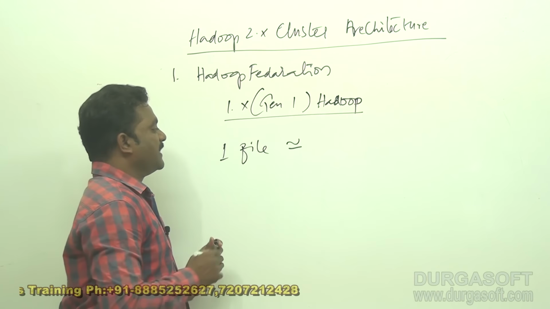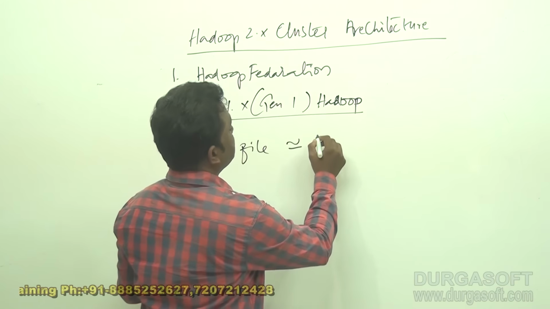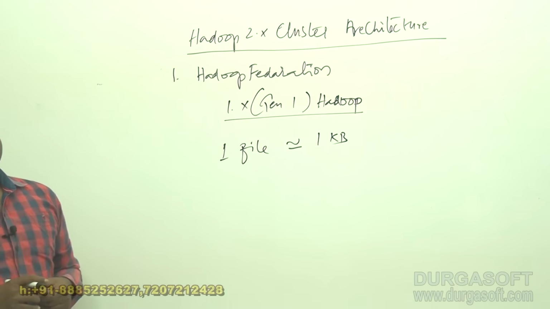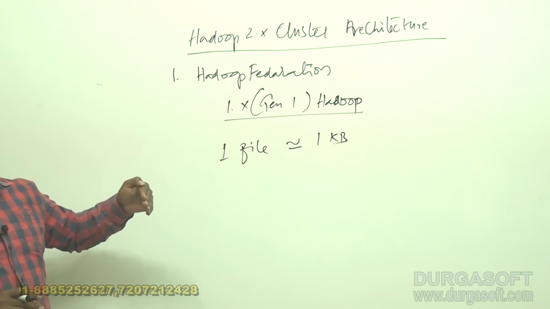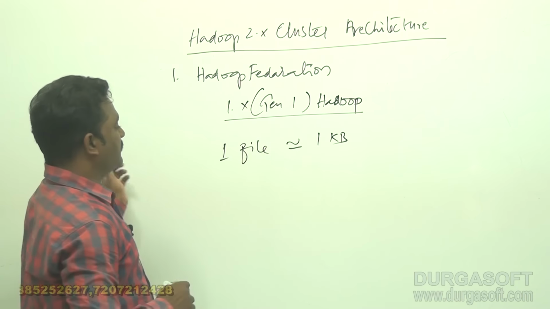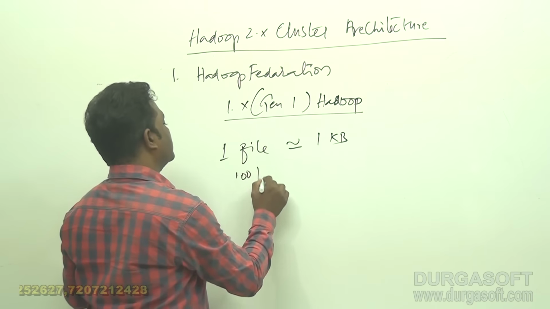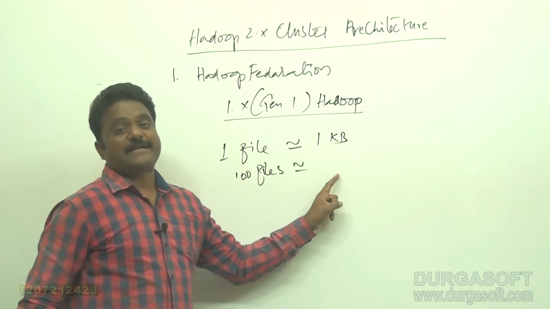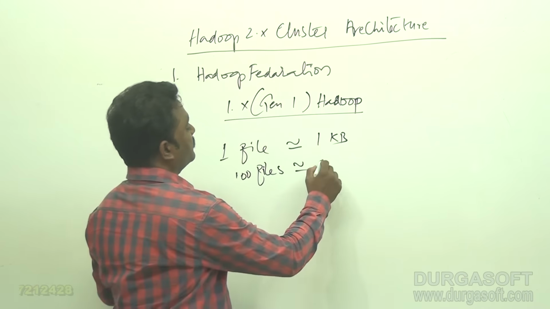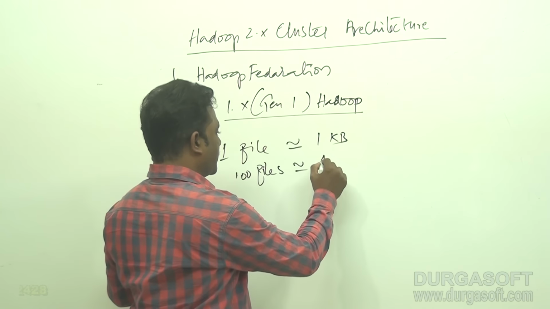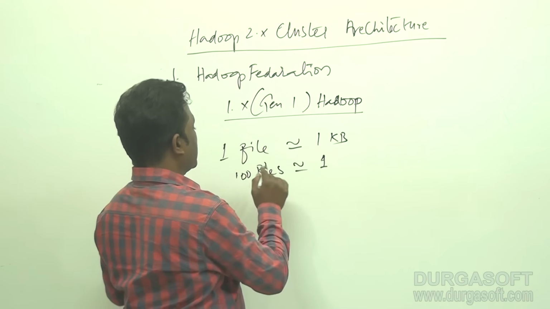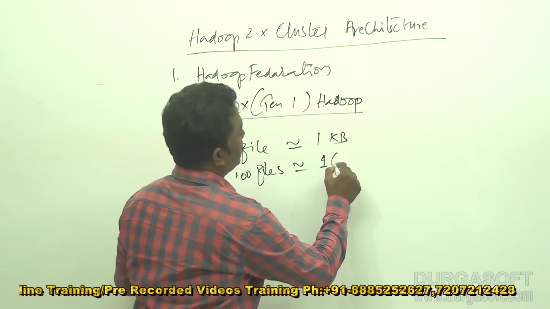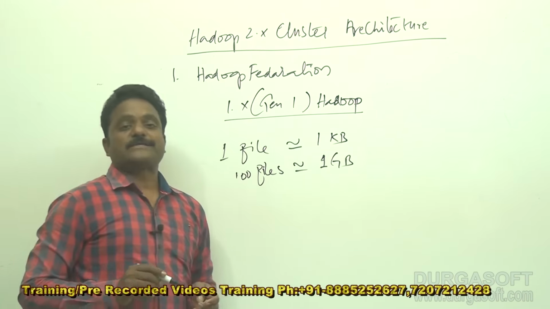Now I have a file, and that file's metadata, let us say, is equal to 1 KB. So I have a file whose metadata size is 1 KB. Now let us say I have 100 files like that, and the size of the metadata would be approximately 1 KB times 100 files, each file again 1 KB, so that would be equal to 1 GB.